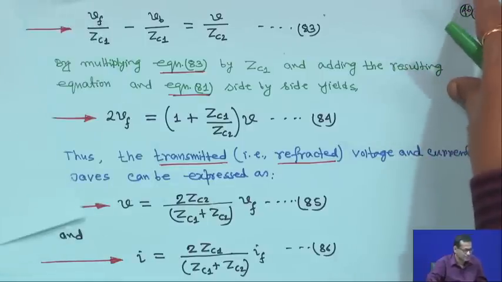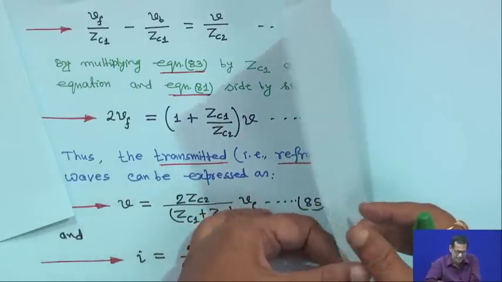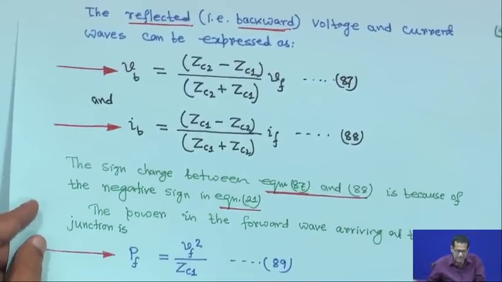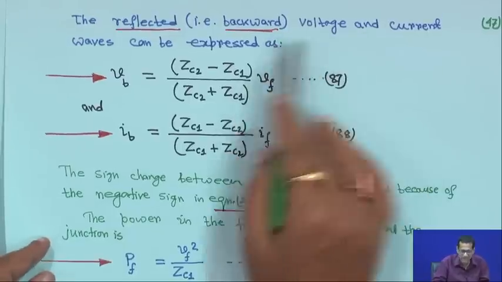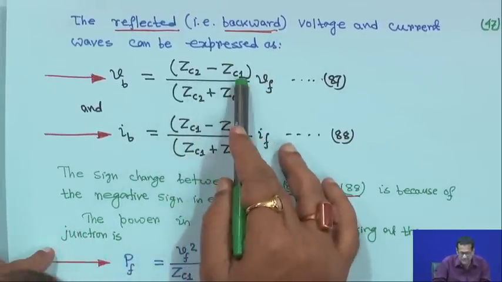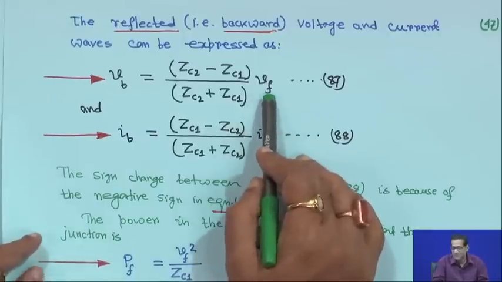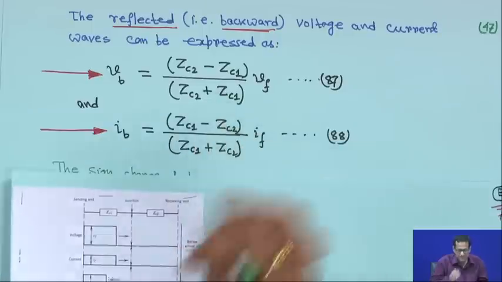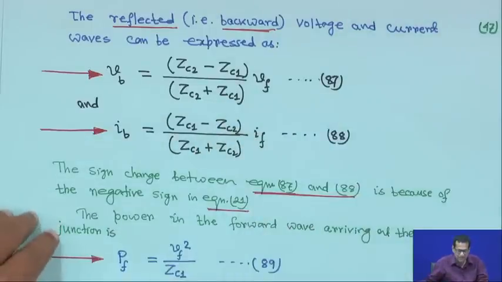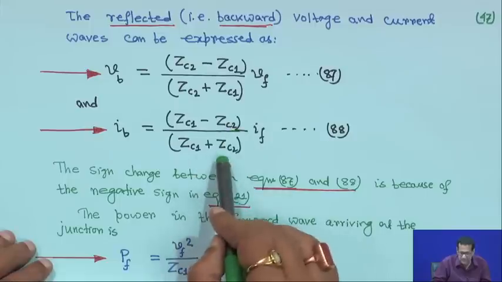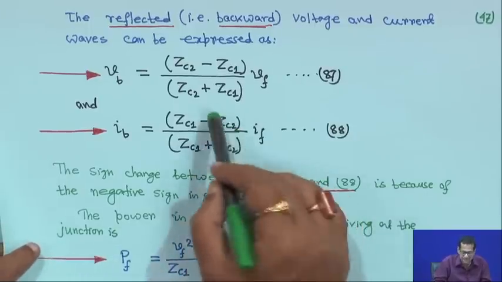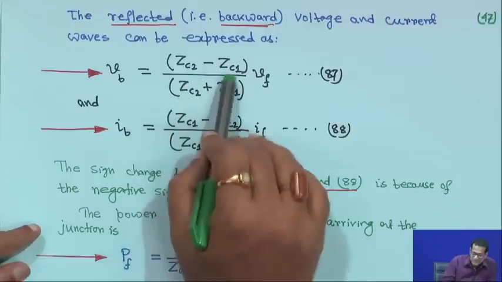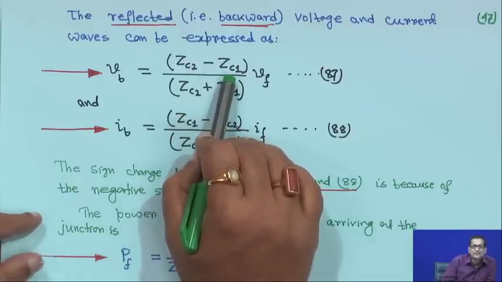Next, the reflected voltage and current waves can be expressed as follows. From what we have explained, for the backward voltage and current wave, we know Vb will be (Zc2 minus Zc1) upon (Zc2 plus Zc1) times Vf, as we have seen before. So this is the diagram. Ib will be (Zc1 minus Zc2) upon (Zc1 plus Zc2). If we assume Zc1 is greater than Zc2, Vb will be negative, but if you take Zc2 less than Zc1, it will be just the opposite.